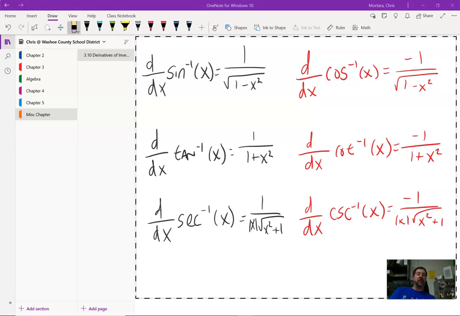But similarly, if you look at these, you can see that if you do get them memorized, just like with our other ones, the co-functions are the negative version, right? So the derivative of sine inverse is 1 over root 1 minus x squared. And cosine inverse, the derivative of that is negative 1 over root 1 minus x squared. And so on and so forth. The derivative of tangent inverse is 1 over 1 plus x squared. And the derivative of cotangent inverse is negative 1 over 1 plus x squared.